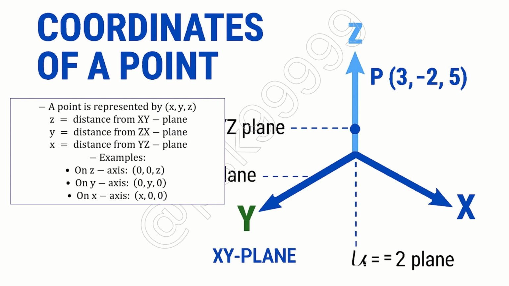Similarly, y is the distance from the ZX plane, and x is the distance from the YZ plane. This you need to understand very well. On the z-axis you will have a point like 0 comma 0 comma z, on the y-axis 0 comma y comma 0, and on the x-axis x comma 0 comma 0. Similar to two-dimensional space, you just extended one more parameter there.